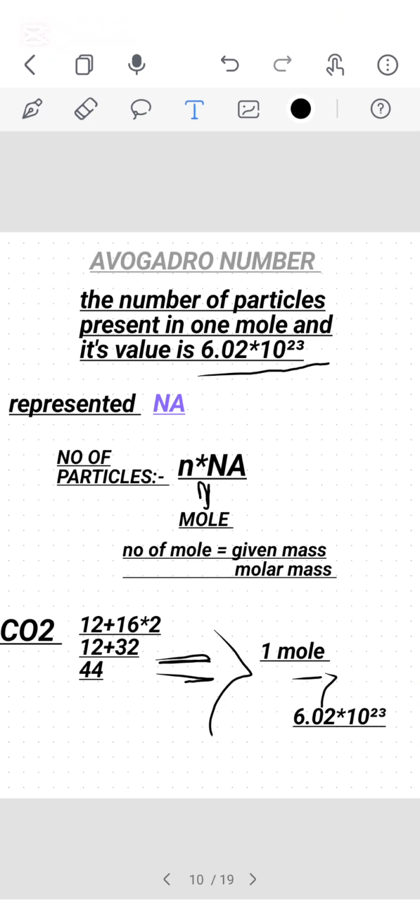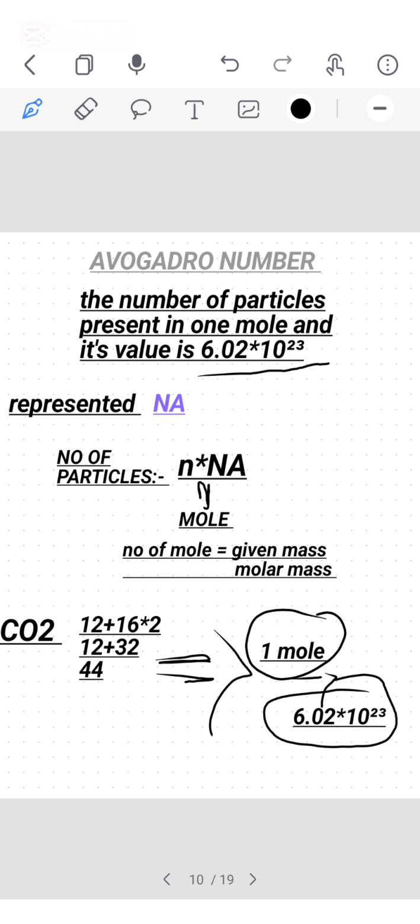Okay, so that is how its criteria work. Firstly, we have to find the atomic mass. When we find the atomic mass, then we know that atomic mass is equal to 1 mole. Then that 1 mole is also equal to the Avogadro number, that is 6.02 multiplied by 10 to the power 23.